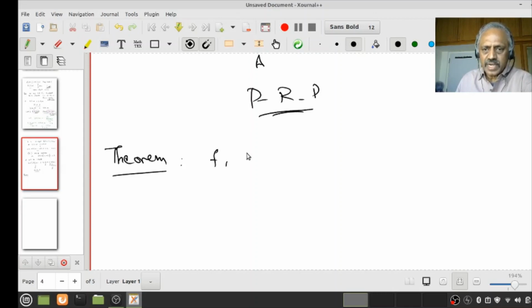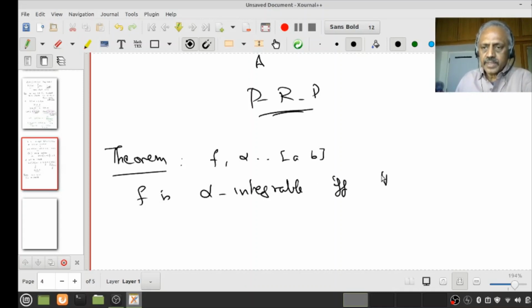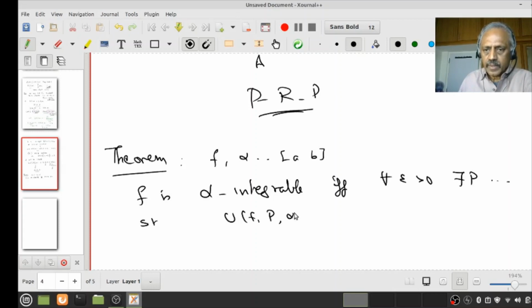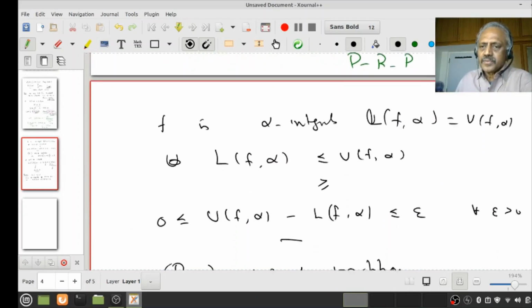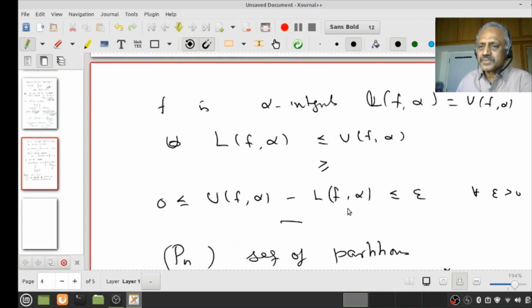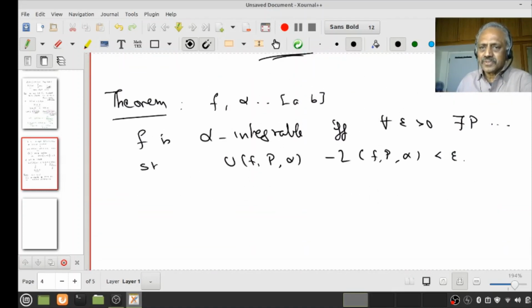So f, alpha, etc., standard. I'm not going to explain all those notions. Then what I want to say is: f is alpha integrable if and only if for every positive epsilon there is a partition P so that Uf P alpha minus Lf P alpha is less than epsilon. We already observed one thing. What did we observe?